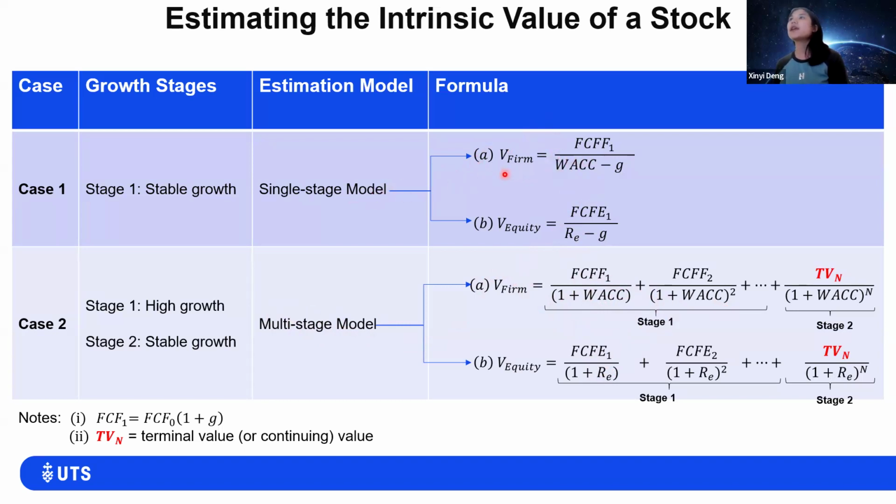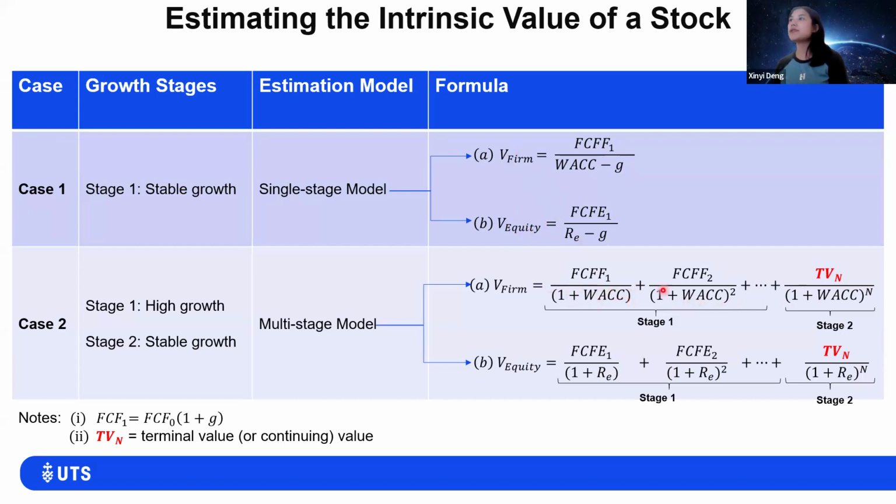We know that the value of the firm is just equal to FCFF 1, the free cash flow to firm of period 1, divided by the difference between the discount rate and the growth rate. For FCFF valuation, the discount rate is WACC. And if we use FCFE to do the valuation, the value that we calculate is the value of the equity instead of the value of the firm.